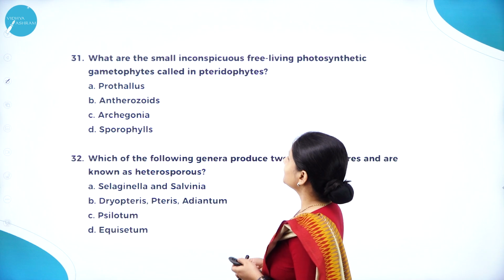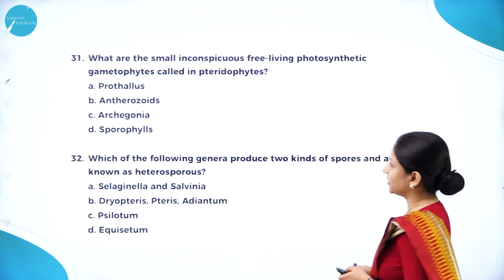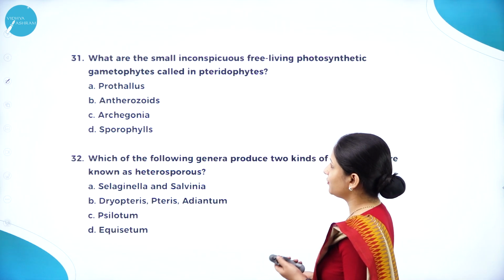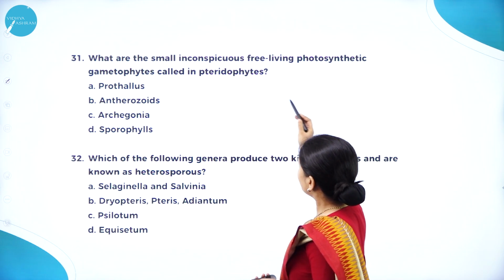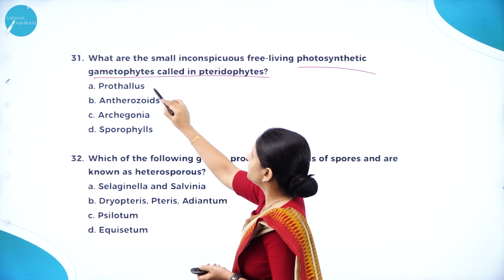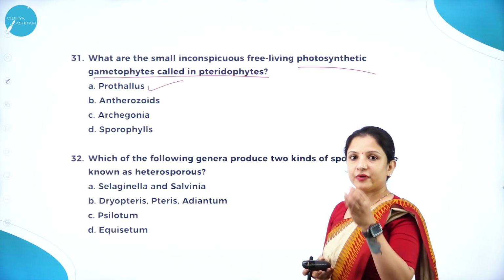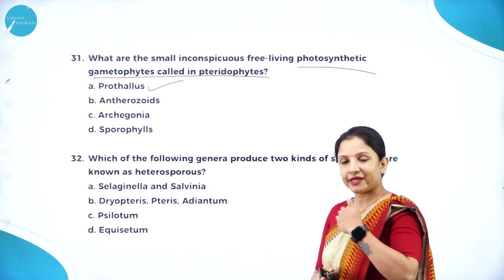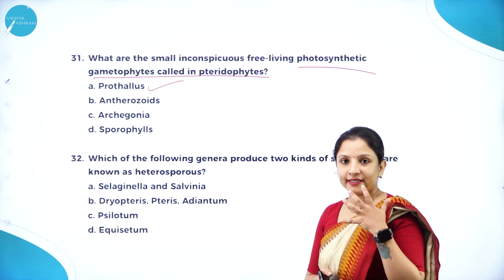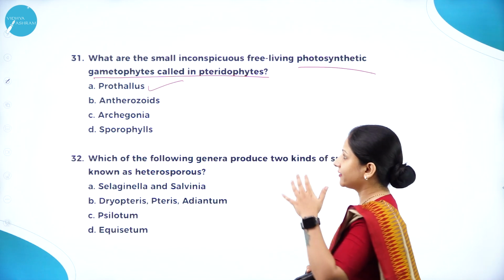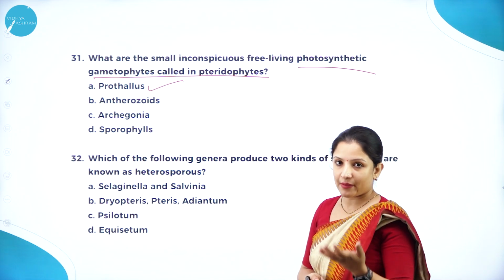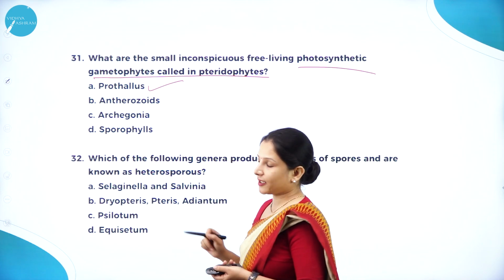Next question. What are the small, inconspicuous, free-living photosynthetic gametophytes called in pteridophytes? Prothallus, antherozoids, archegonia, sporophylls. It is called prothallus. Before developing into a normal adult pteridophyte plant, they undergo a stage called prothallus, which is completely free-living. They are small, inconspicuous, free-living photosynthetic gametophytes, and they are called prothallus in the case of pteridophytes.